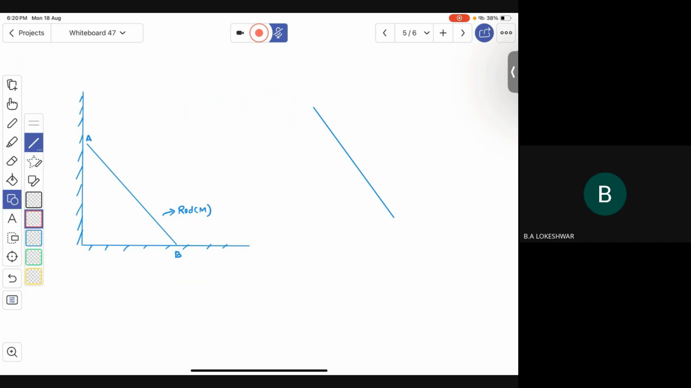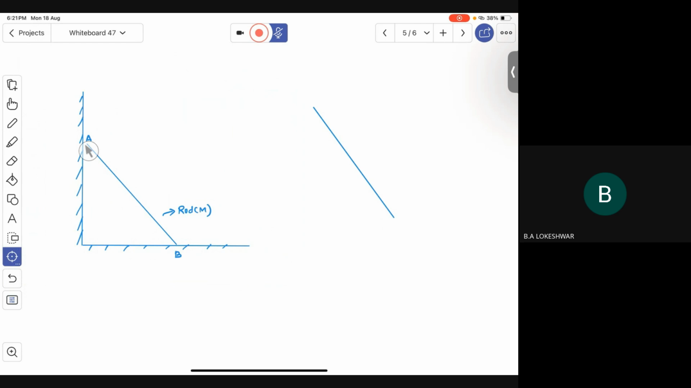Sir, can you explain this diagram again? I'll explain this diagram. See, this is the vertical wall and this is the horizontal ground. It's like a ladder resting against the vertical wall and horizontal ground. Right now, you might keep a ladder like that, so maybe it is a ladder only. And we have to draw the forces that are acting on the rod. Mass is M.